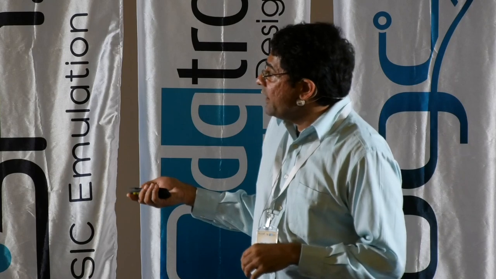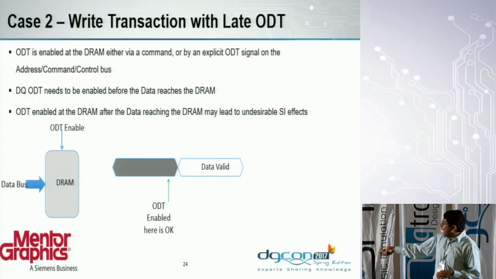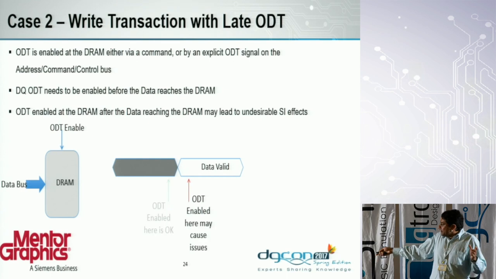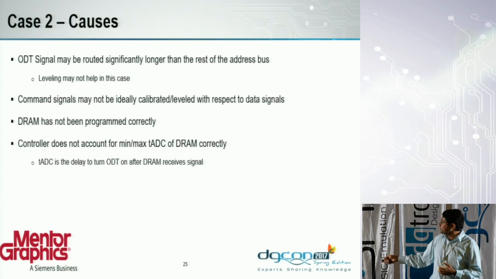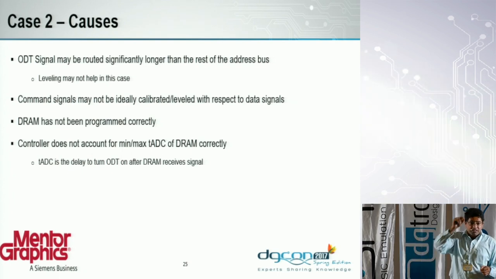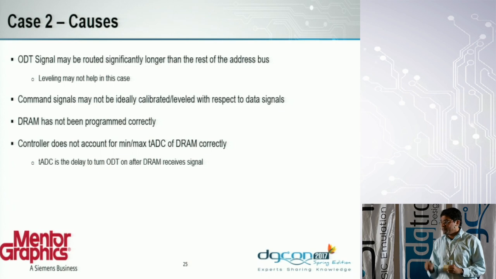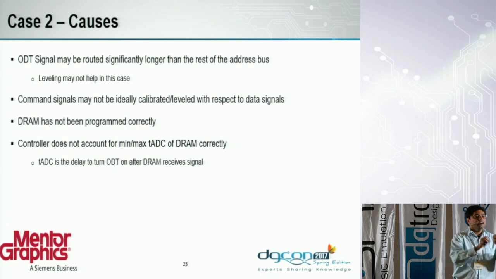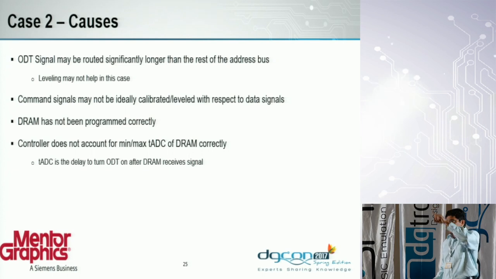What we're going to do here is, well, ideally, ODT is enabled before the data is received at the DRAM. But for different reasons, it could come a little bit late, and that could cause a problem. Why could this happen? There are several reasons. Depending on the technology that you're using, you might have an explicit ODT signal, which tells the DRAM ODT on-off. Or it might be a part of the address command, which says, OK, after this many clock cycles, then turn the ODT on.